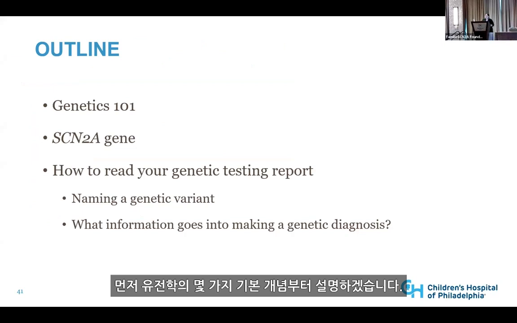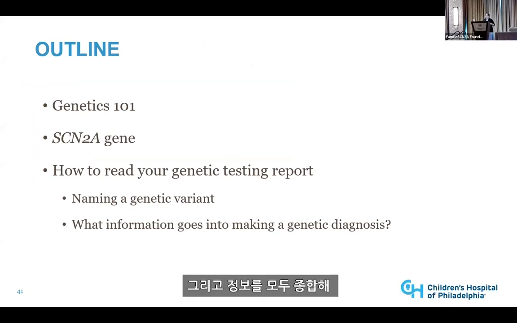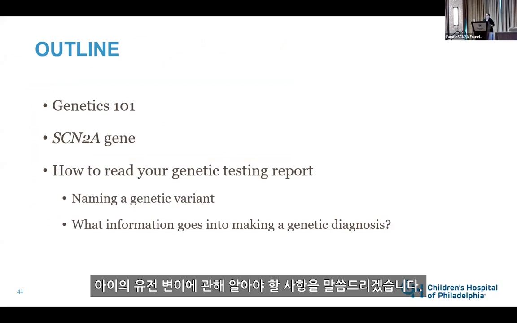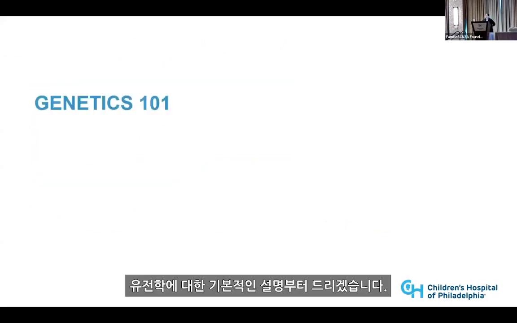So I want to start out just by talking about some fundamental concepts in genetics, how this is applied in the SCN2A gene specifically, and then putting this all together to what you need to know about your child's variant. So starting out with a genetics background.